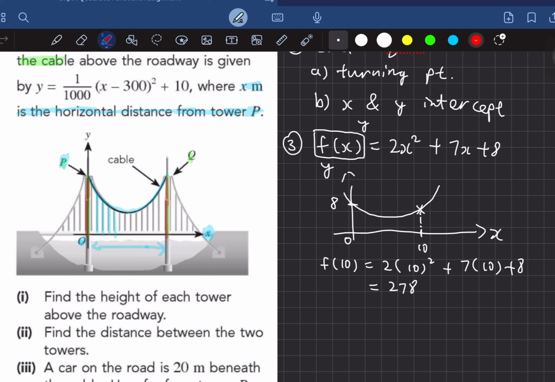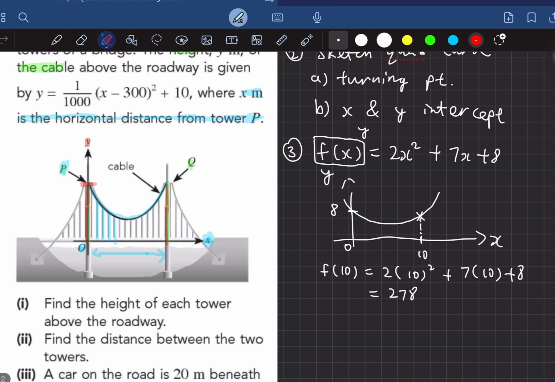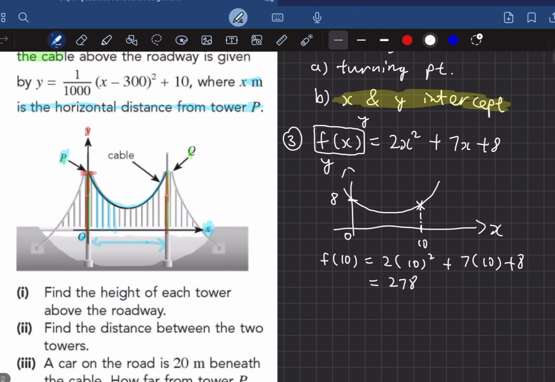Why? Because tower P is actually our y-axis. So this point where the cable starts to come down is actually the y-intercept, and this tallies with our finding the x and y intercept. This is heavily used every time, so you can see how it's being connected. Then they say find the height of each tower above the roadway, which means that our part 1 is actually finding the y-intercept.